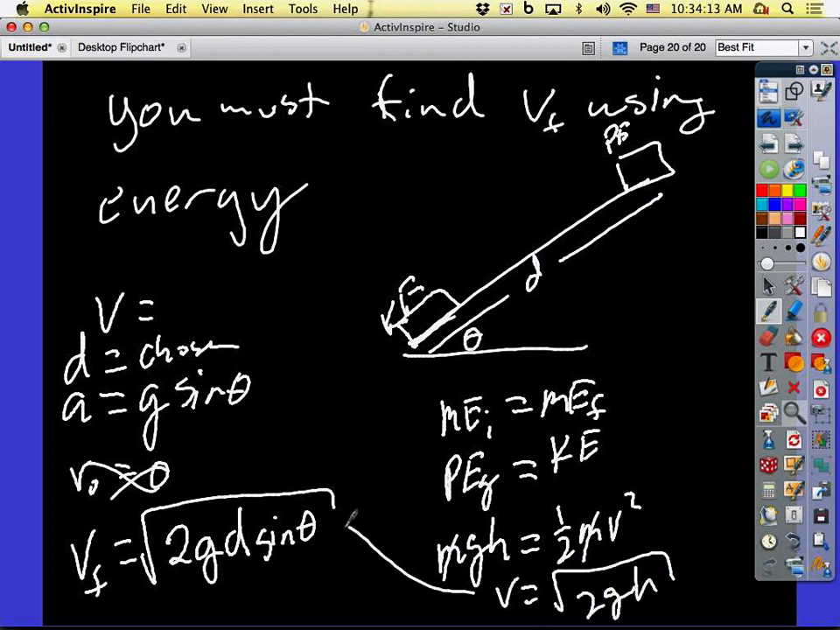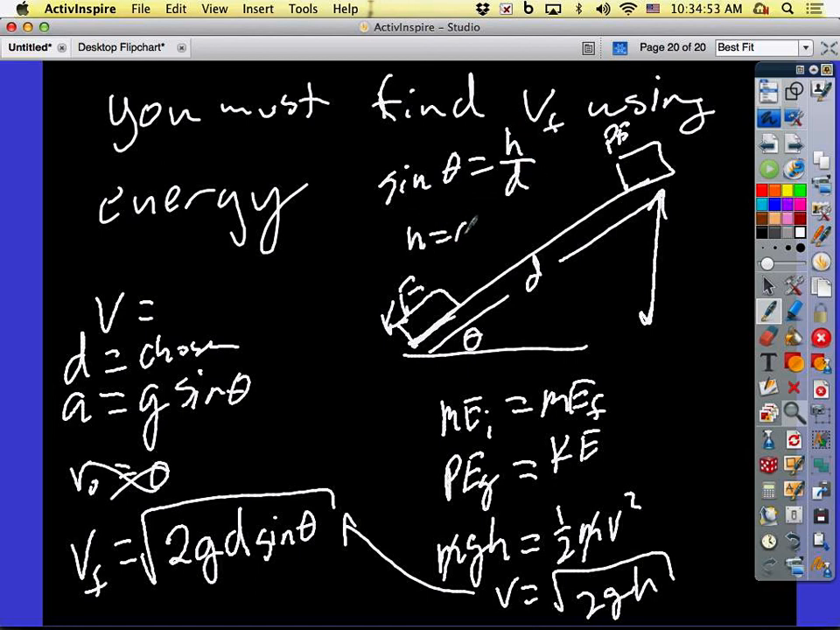Oops, so close. Are we wrong? Marcelo, you're saying no, we're not wrong. Go ahead, Marcelo. Because sine theta is equal to h over x, or since you use d, so then if you multiply the d over, it's equal to h.